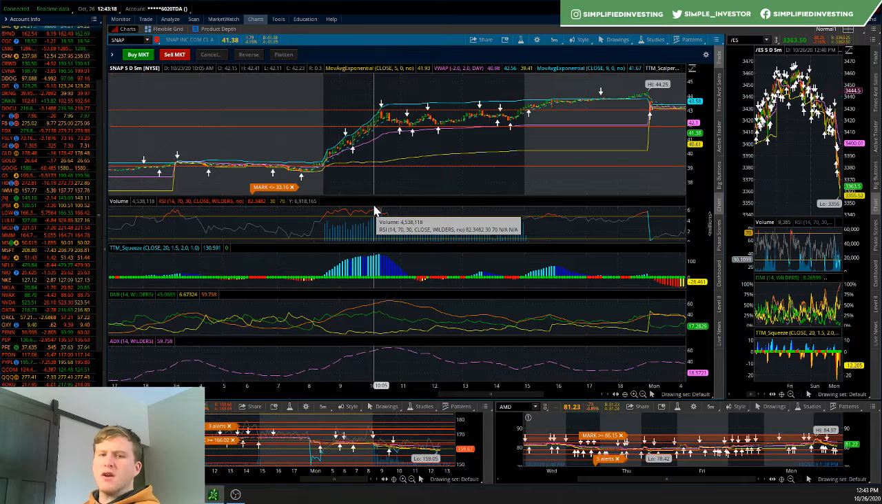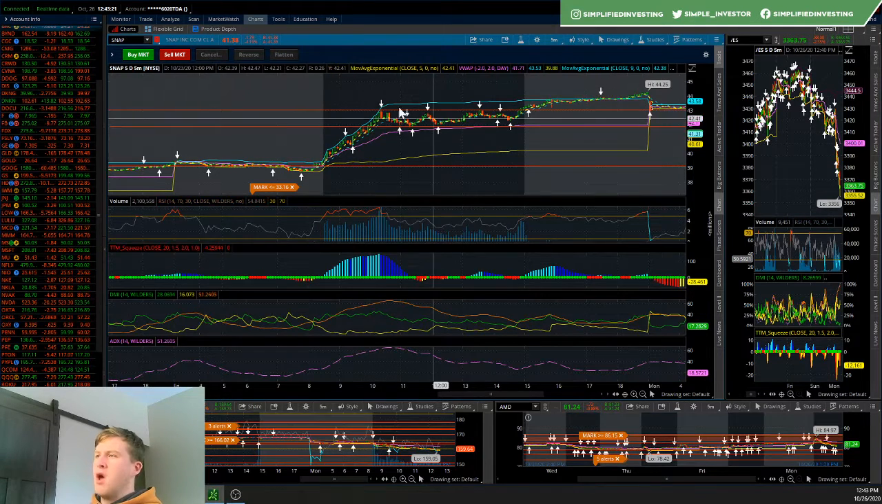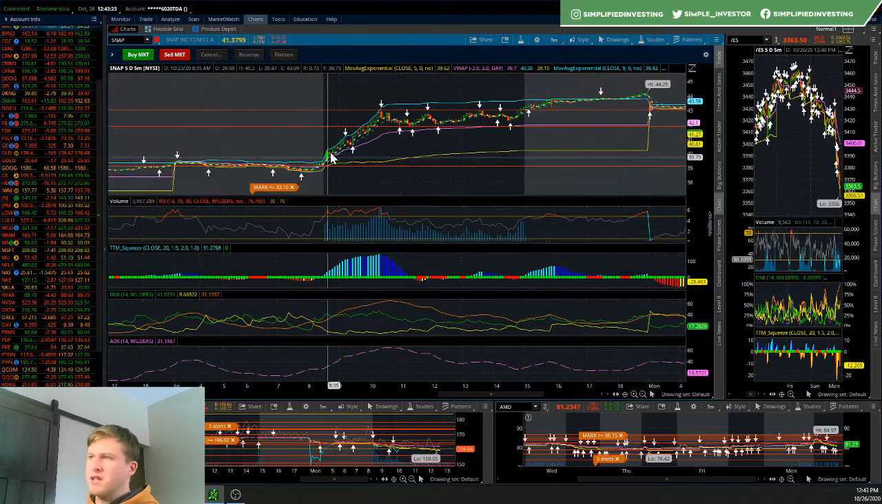So again, also number 3, watch price action strength. What do you notice with these price action candles, right?